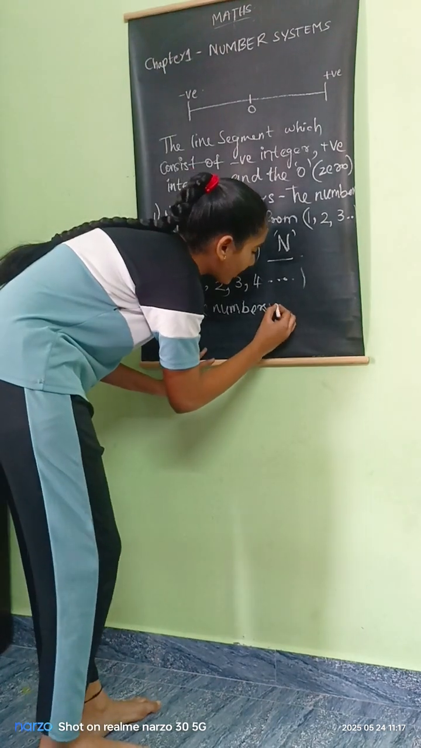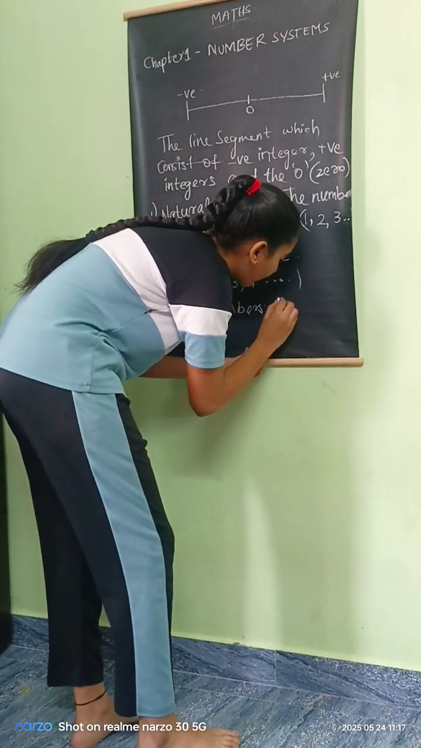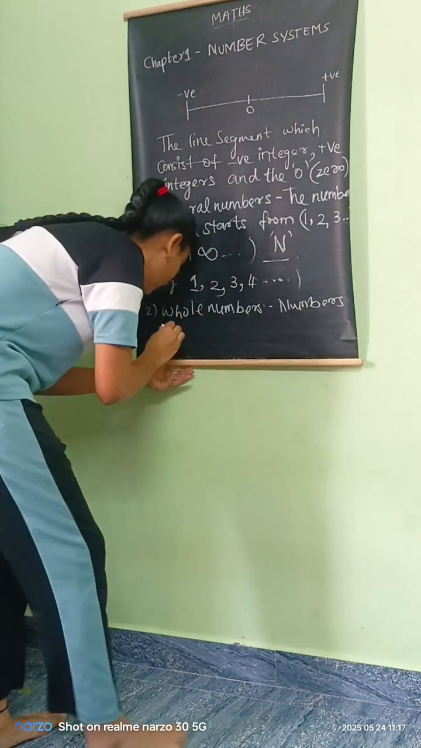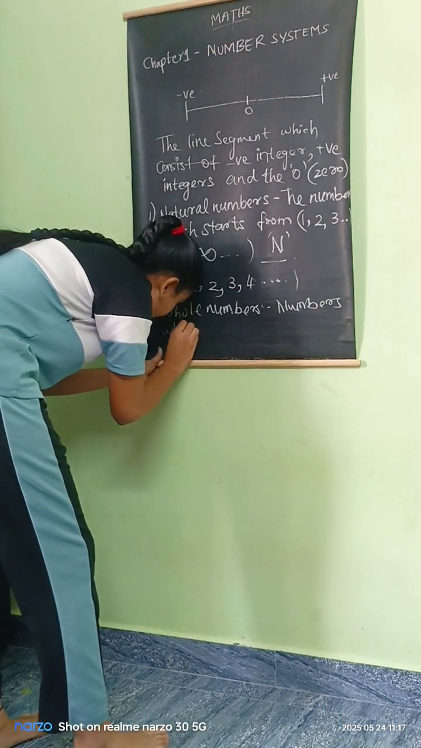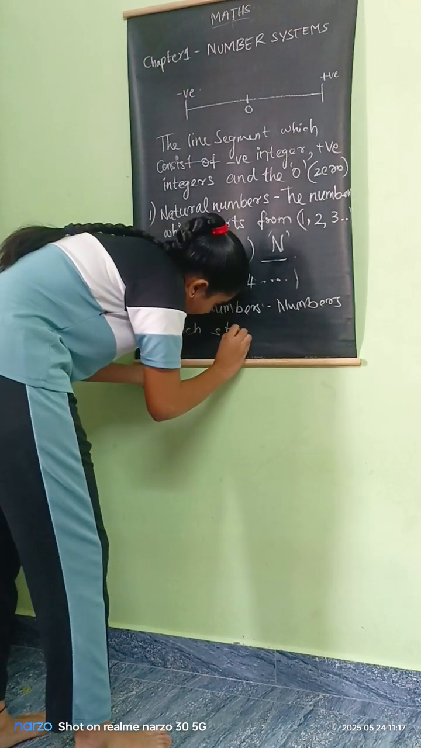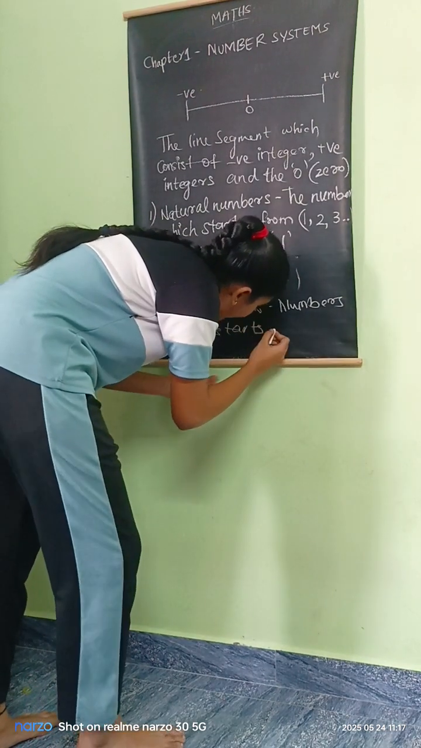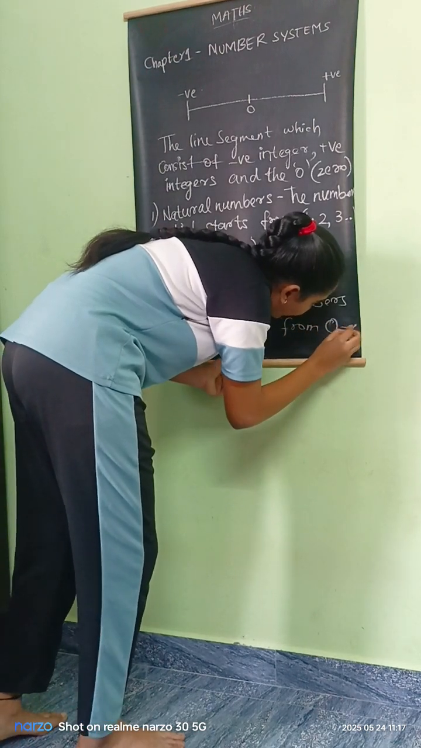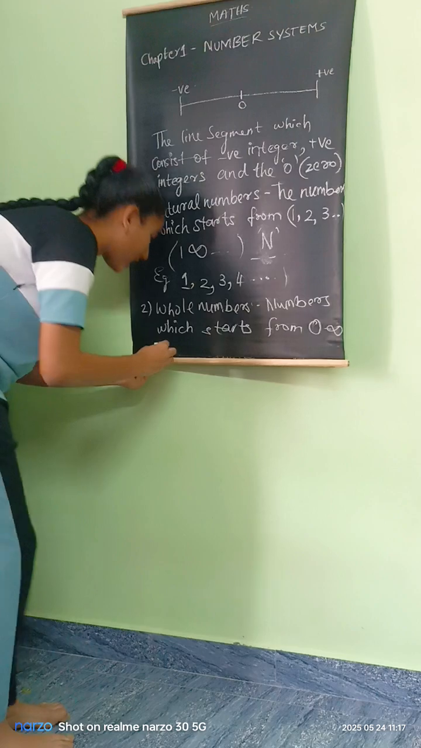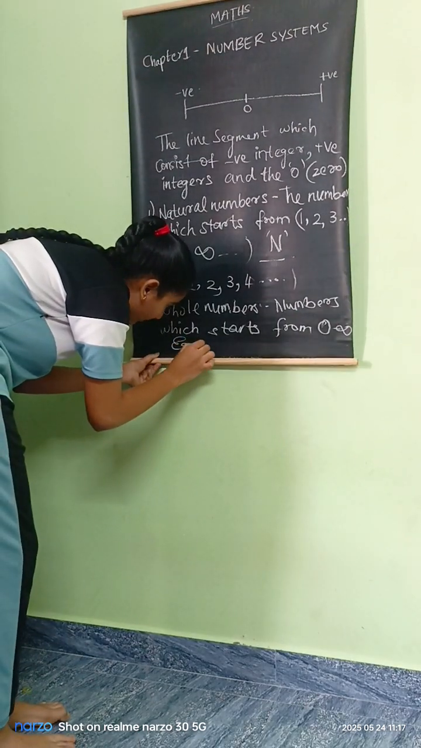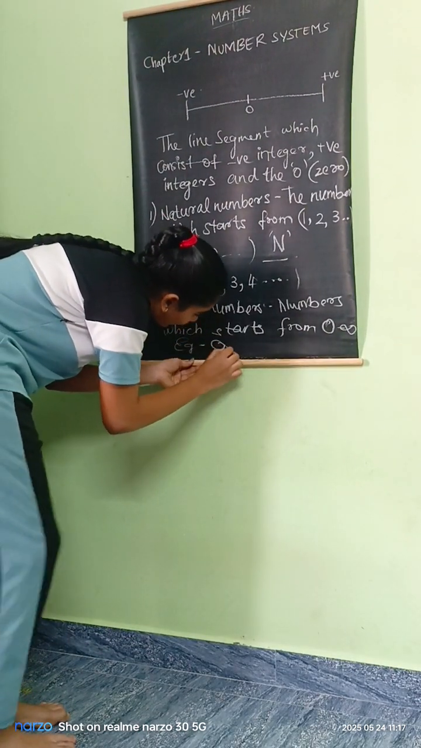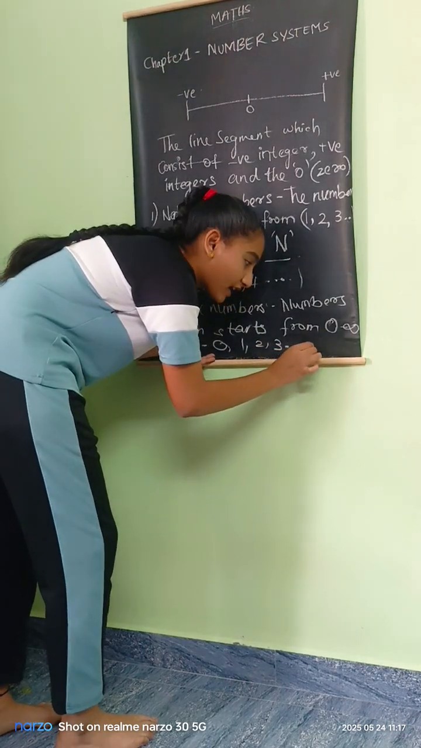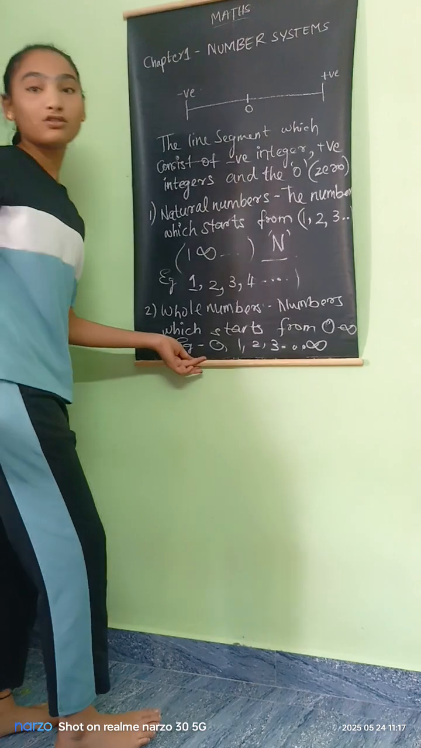And let's move on to the whole numbers. Whole numbers are the numbers which start from 0 to infinity. So examples are 0, 1, 2, 3, and so on. It continues to infinity.